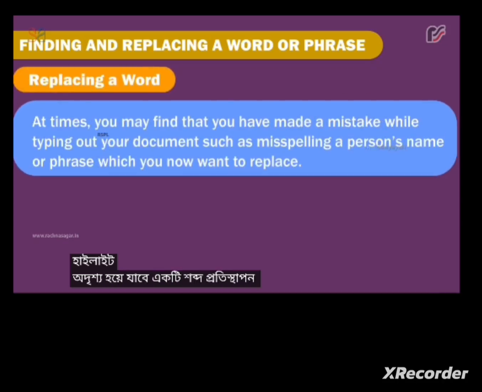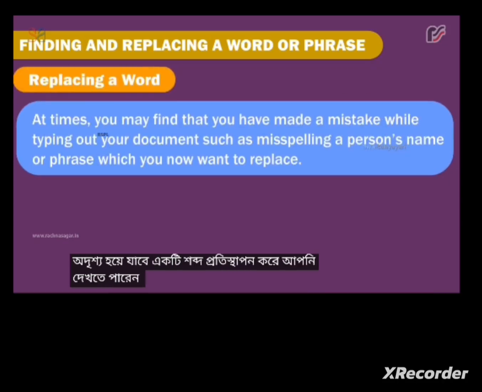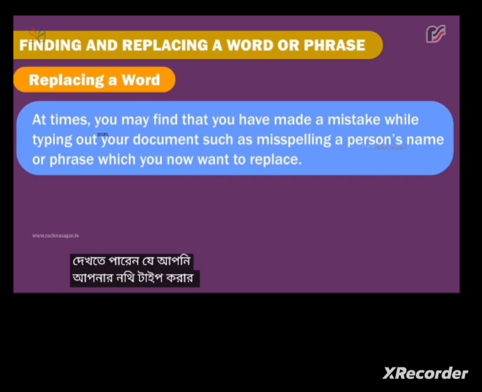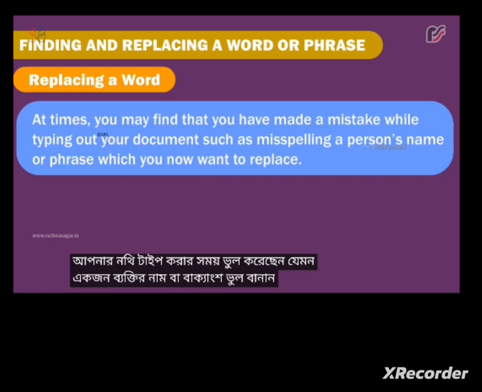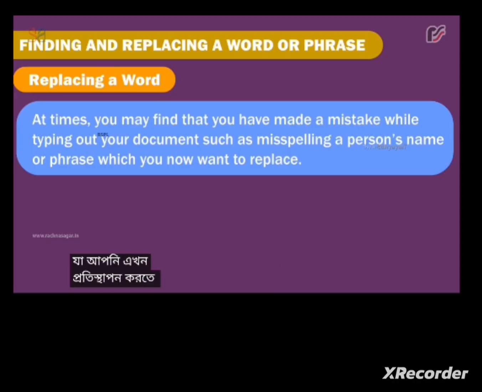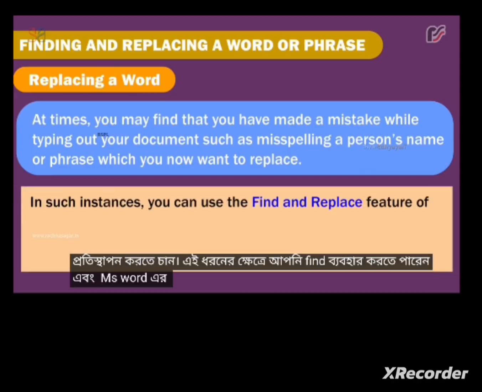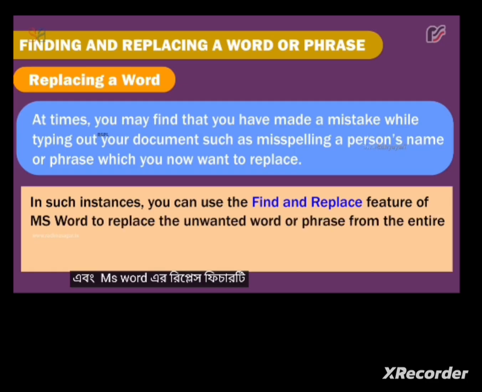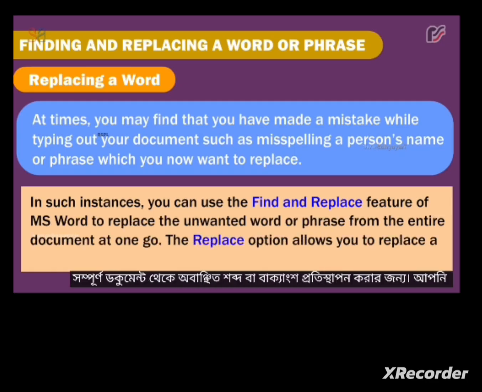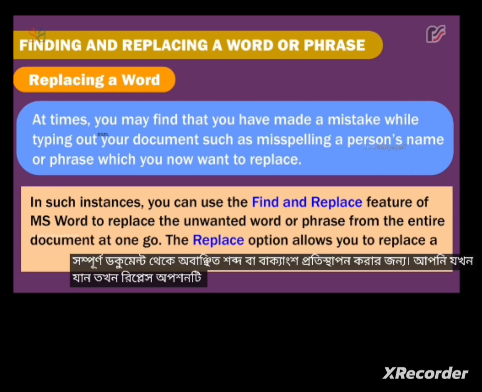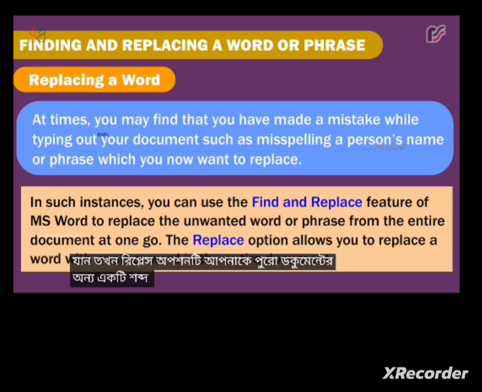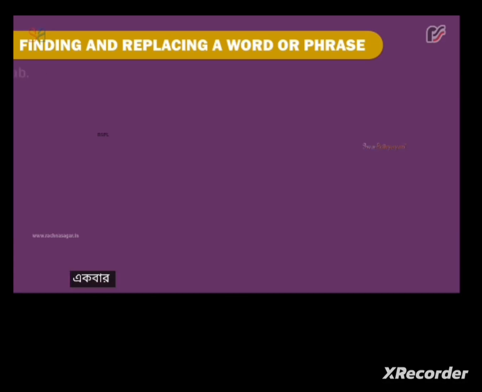Replacing a word. At times, you may find that you have made a mistake while typing out your document, such as misspelling a person's name or phrase, which you now want to replace. In such instances, you can use the Find and Replace feature of MS Word to replace the unwanted word or phrases from the entire document in one go. The Replace option allows you to replace a word with another word in the entire document.